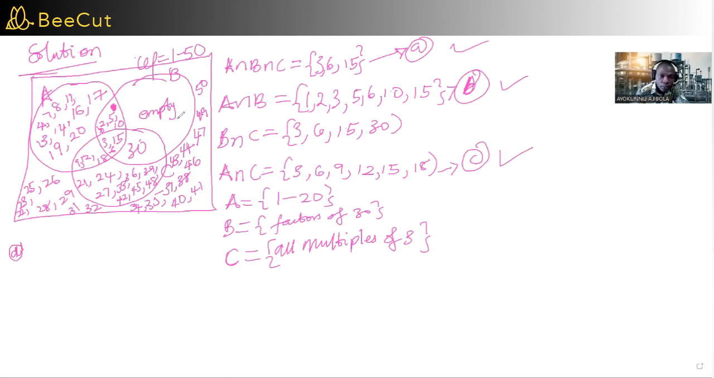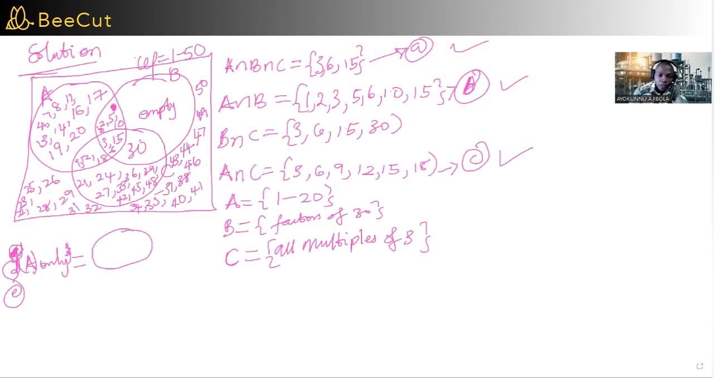So your A only is now, let's say, question D. And D says find A only. Now your A only are the elements that are present in this region. That is 1, 19, 20, 4, 7, 8, 11, 13, 14, 16, 17, 19, and 20. So that's what you list in that one. So I move to the next one.